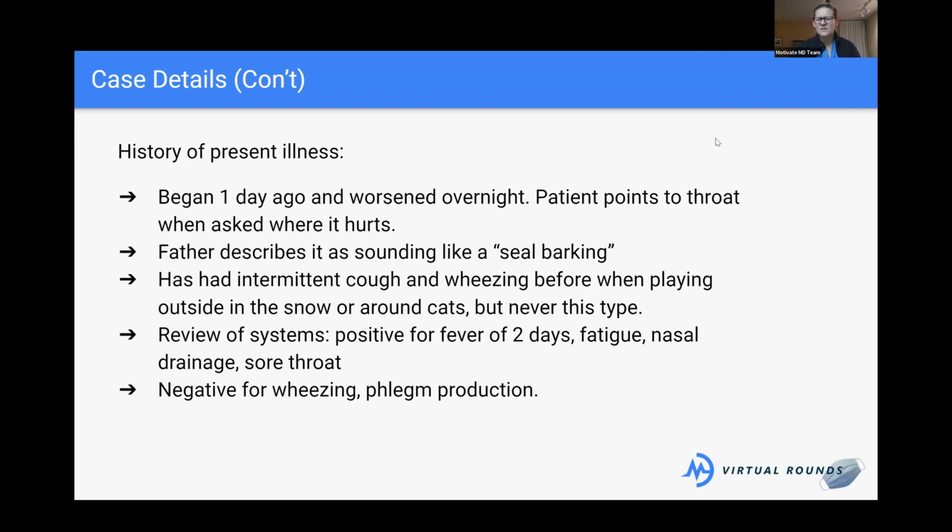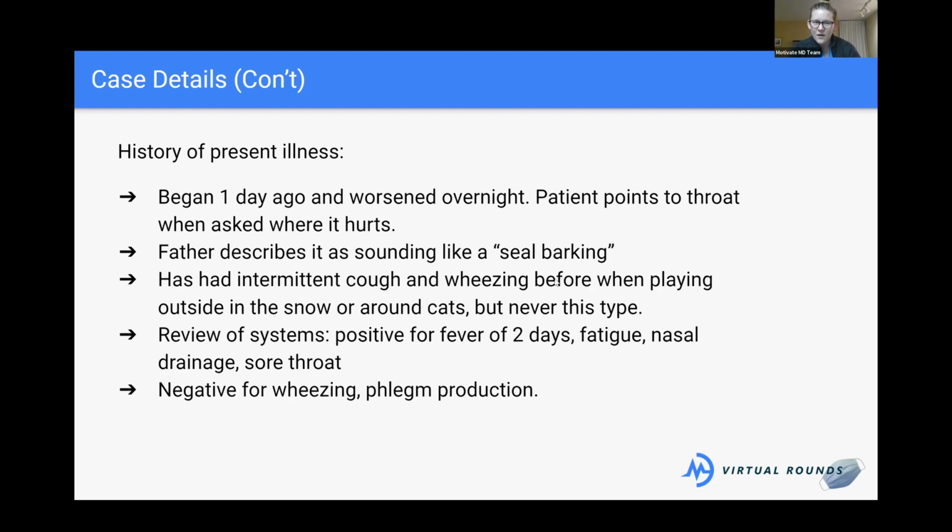So the picture of that really is kind of screaming viral illness to me. But if his cough is bad enough to bring him into the ER at night, there's some things that we'd want to rule out as well. And then for the review of systems, it's also negative for wheezing right now and no phlegm production. So that could maybe point us away from something like asthma or a bacterial pneumonia, because those symptoms might be more associated with it. And it sounds like he's not experiencing those.